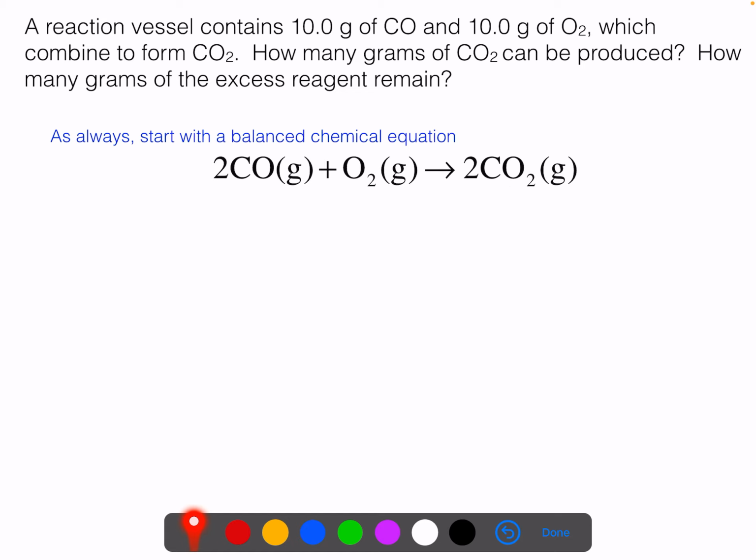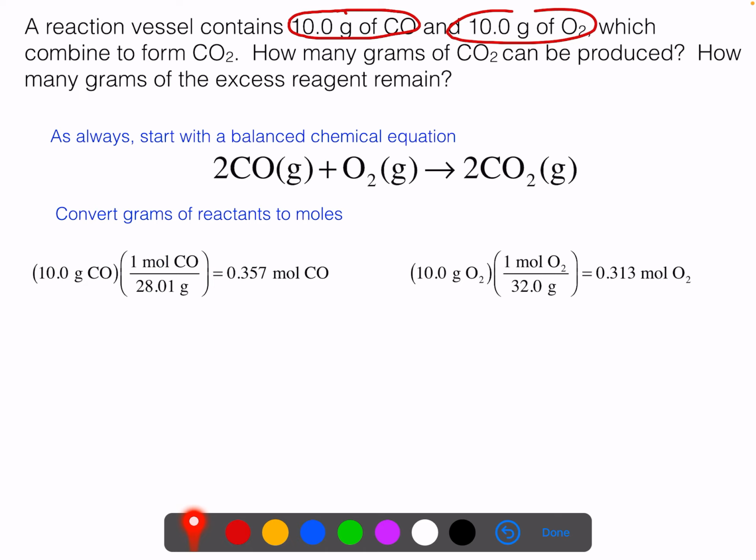The next thing I'm going to do is take our masses of reagents, 10 grams of each, and convert them to moles, right? Because we're dealing with a balanced chemical equation, we need mole to mole ratios. So I'm going to go ahead and convert both of these into moles. And we get 10 grams of CO divided by its molar mass gets 0.357 moles of carbon monoxide. And then we have 10 grams of oxygen divided by molar mass, we get 0.313 moles of O2.